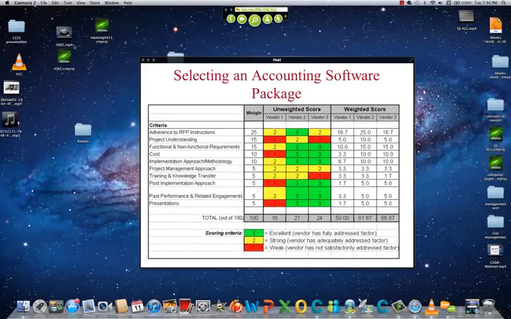So what is a vendor selection matrix? This is something that you can see on your screen. The idea is that you have these criteria, like the features that you want to have. Then you assign for each feature a weight, how important this feature is to you. For example, adherence to RFP instructions is 20%. Project understanding is 13%. So for each of these, you basically assign some weight. The more points you put to a feature, the more important it is.